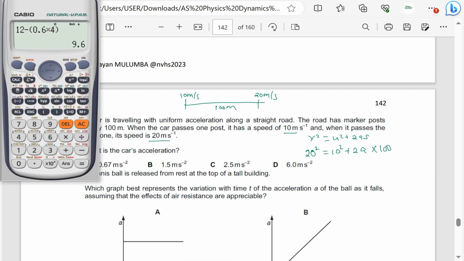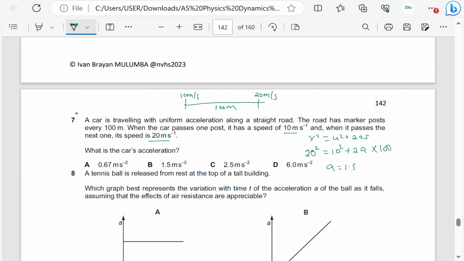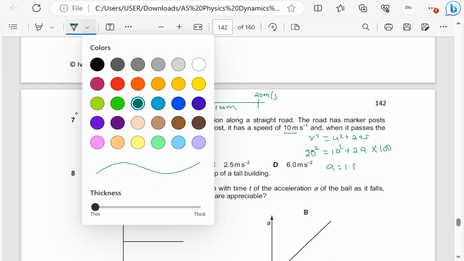So I'll just collect the like terms. 20 squared on the left, minus 10 squared taking it to the left, divide by 200. So that is 1.5. So the acceleration is going to be 1.5 meters per second squared. So the answer is B.